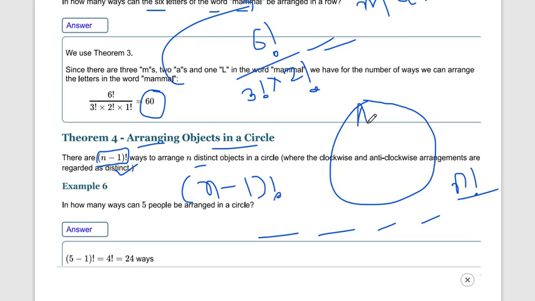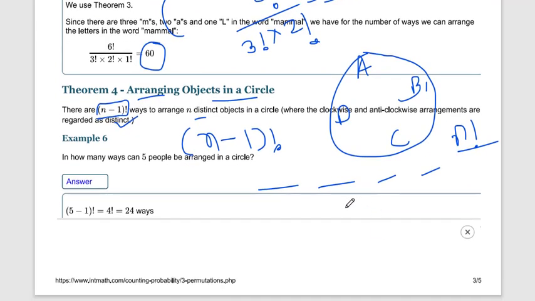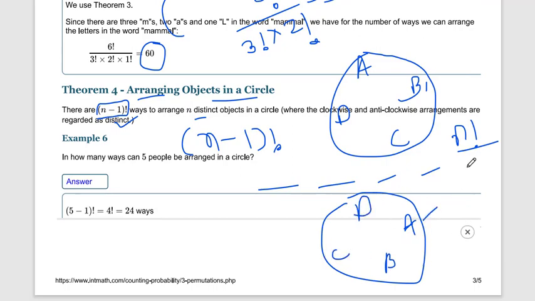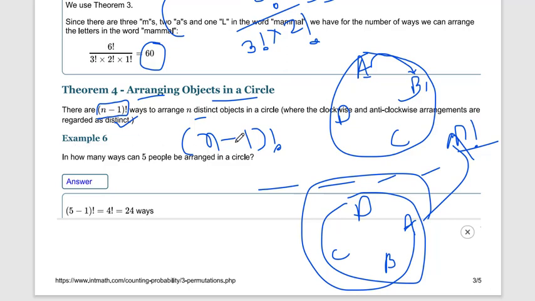Why? Because, just like say here A, B, C, D, if I interchange this A and B, you can see that for the circle these two are the same. Even if I change the position of all four letters, for a circle this is the same. So we have to deduct some of the arrangement numbers, and the formula is n minus 1 factorial.